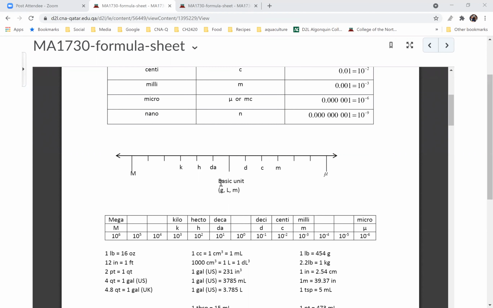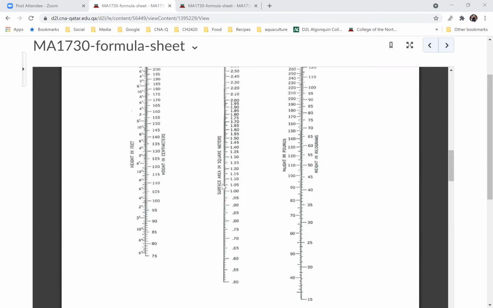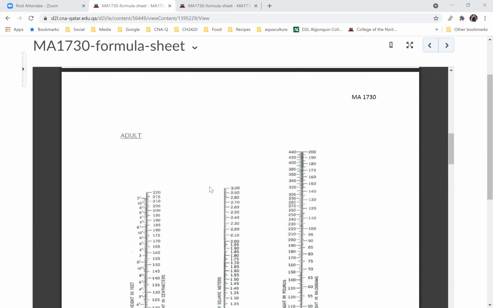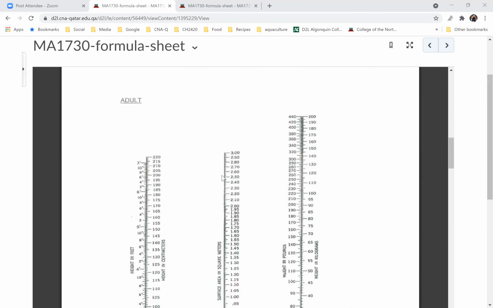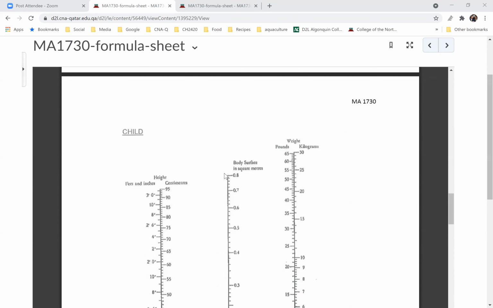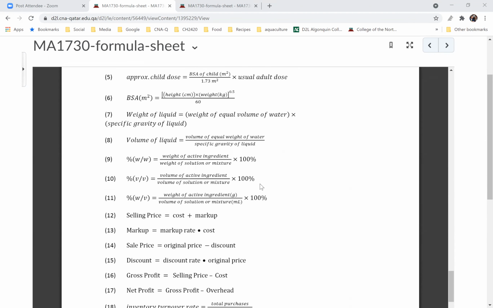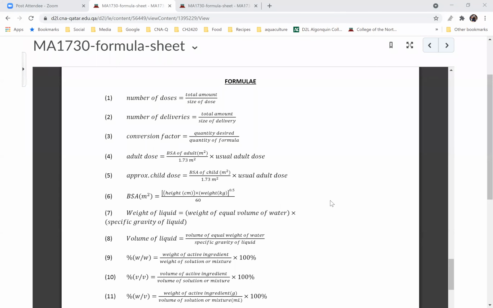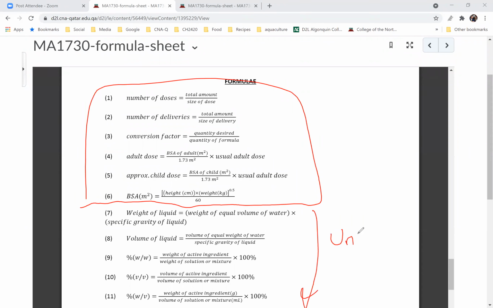Now, if you go to pages 2 and 3, and we'll do some review of this in a few minutes, are the BSA charts, the body surface area, which I imagine I'll do 1 or 2 of today because most people are going to want to see this. And then on the next page, there are 4 pages of formulas, and you guys won't need any formulas after number 6. All of this other stuff is in Unit 3.